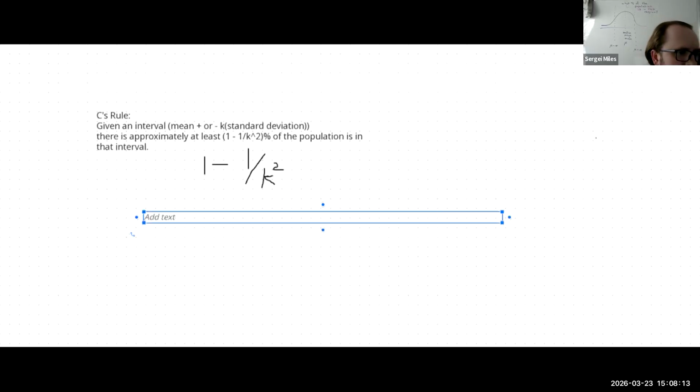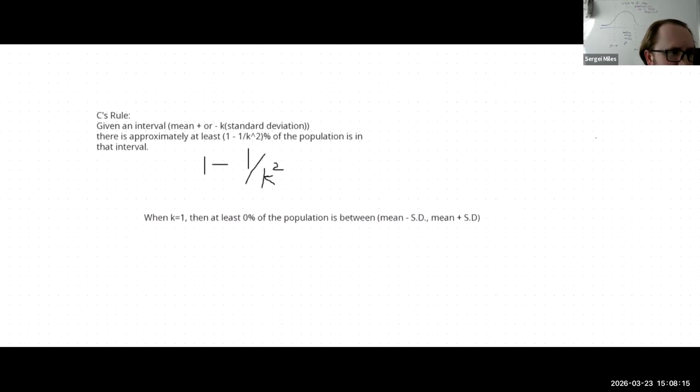All right. Now, this statement doesn't really tell us that much, right? When we say the words at least, that means it could be any percentage greater than 0, which, okay, maybe we look at that and we're like, well, duh, at least there has to be some amount of the population which is there in the middle. It's got to be bigger than 0. It can't be a negative percentage. So this rule is kind of useless when k is 1. But when we look at different k's, it does start to tell us something else.